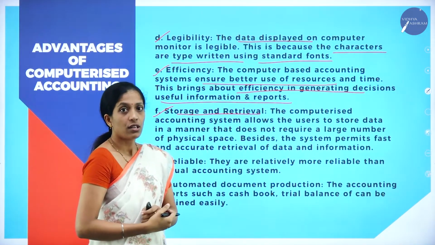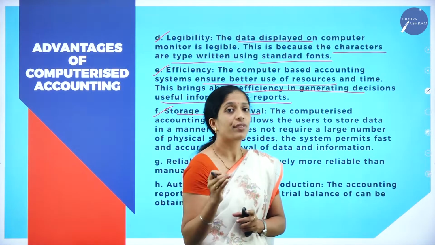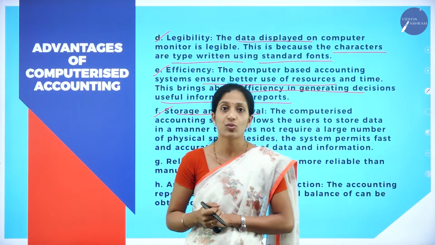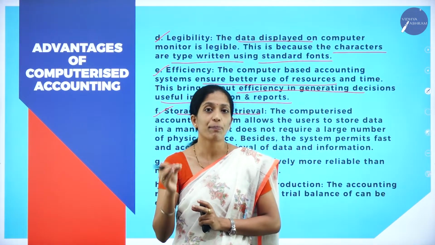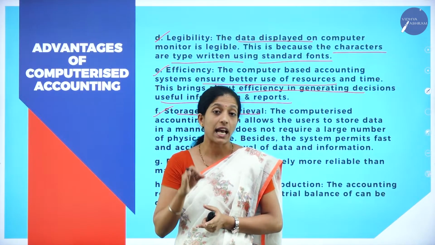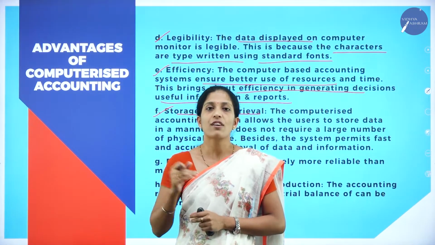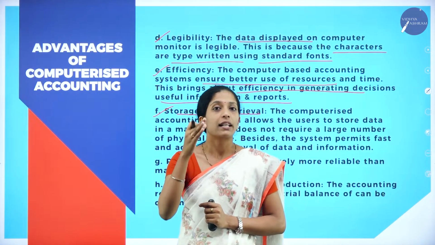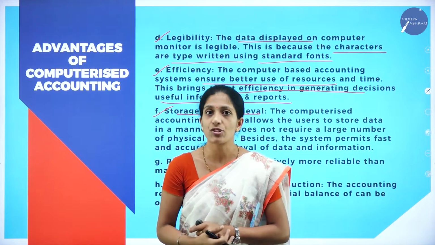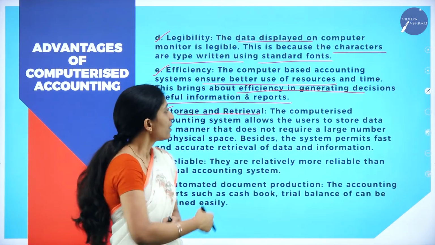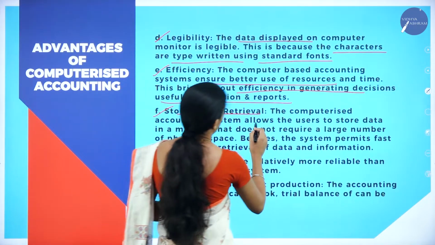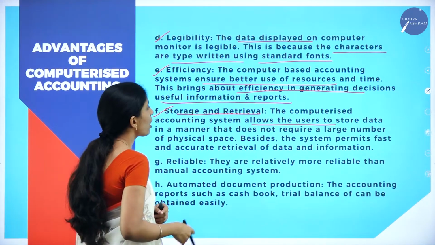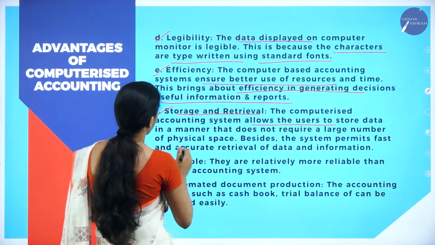So this we all know. When compared to manual accounting system, we have to keep the records. Suppose we keep the records of the last 10 years, it is very difficult because each and every paper has to be recorded and preserved carefully. But in case of computerized accounting system, it is paperless transactions where it can be stored. So large data can be stored by using the computer. The computerized accounting system allows the user to store data in a manner that it does not require a large amount of physical space.